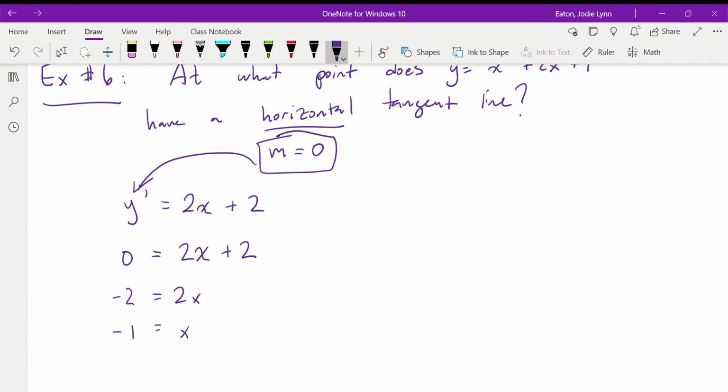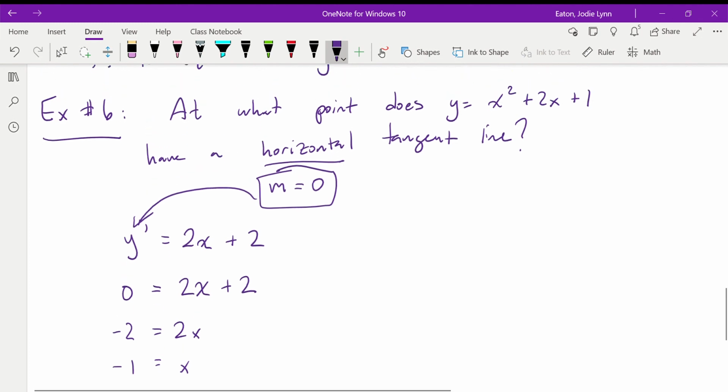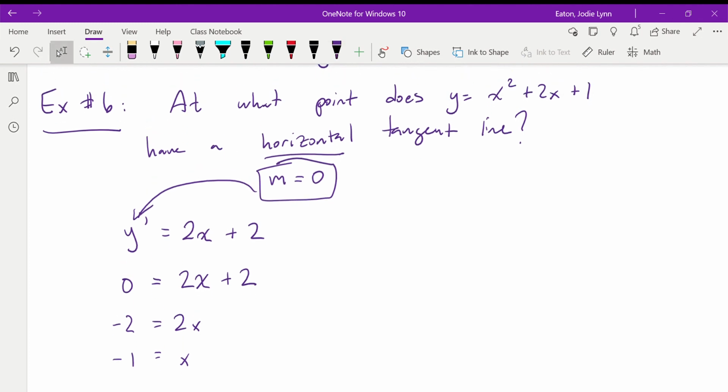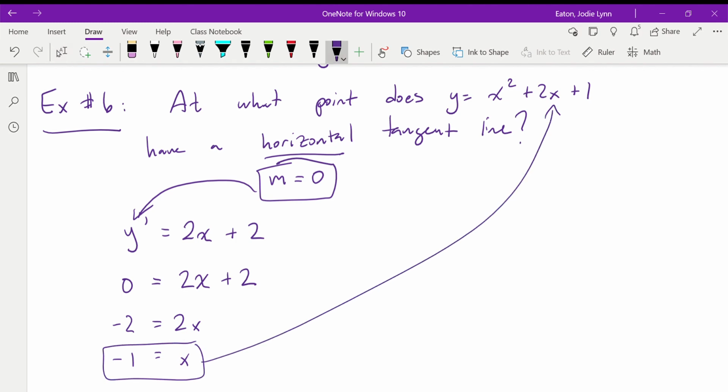Okay, we are asked for the point, so we need to actually plug our negative 1 not back into the y prime, because that's not the y value. If we plug negative 1 in, it will give us the slope at that point, not the y value. So if we want to find the y value, we need to take our x value and plug it way back into the original function. So y equals negative 1 squared plus 2 times negative 1 plus 1, which is 1 minus 2 plus 1, which does in fact give us 0. So this function has a horizontal tangent line.